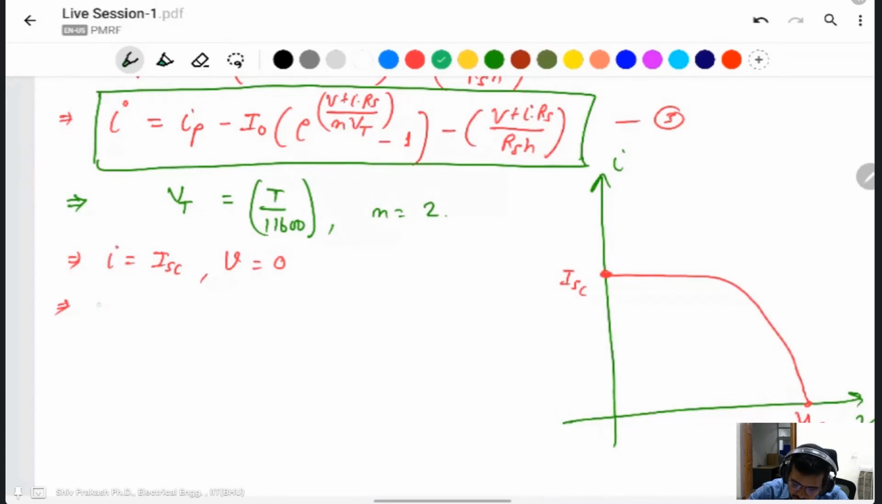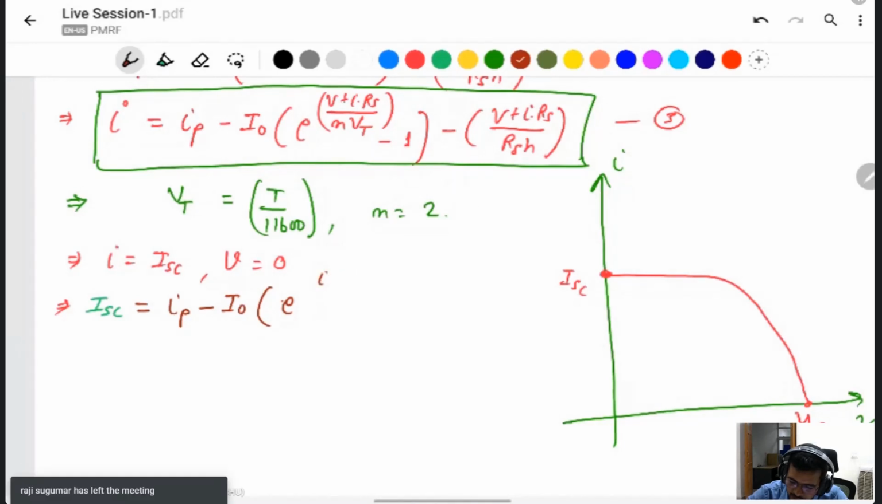the equation like short circuit current ISC equal to IP minus I naught e to power V, which is equal to 0 at the short circuit current. At the short circuit, terminal voltage will be 0. Then you can write I into RS. I is equal to ISC into RS by NVT minus 1, minus ISC into RS divided by RSH.